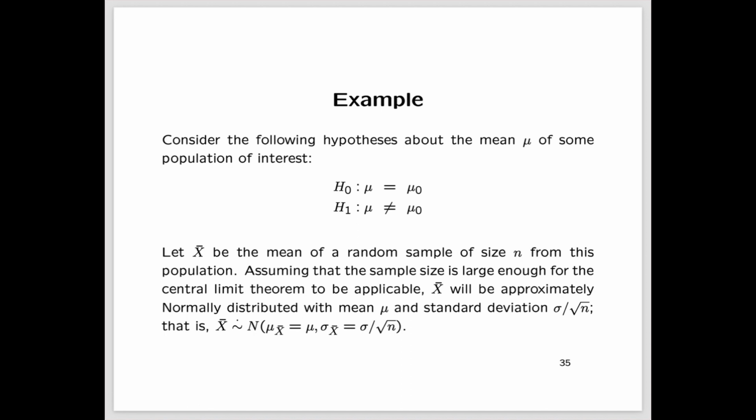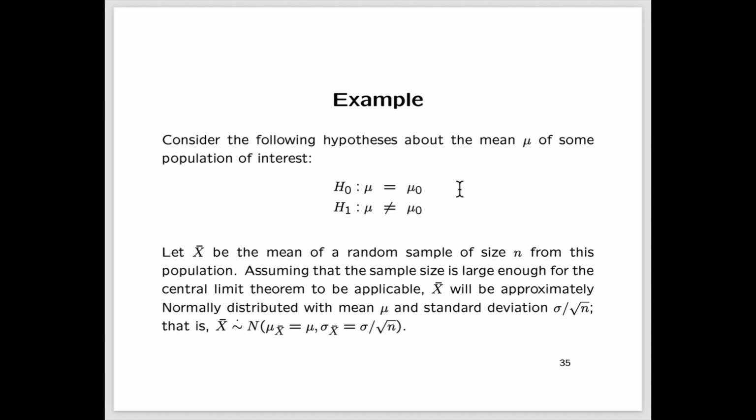So consider the following hypotheses about the mean mu of some population of interest. So we have this two-sided test, the null hypothesis, which says that the mean of the population mu is equal to some hypothesized value, which I'm denoting by mu sub 0, against the alternative hypothesis that says that the population mean is not equal to that hypothesized value.